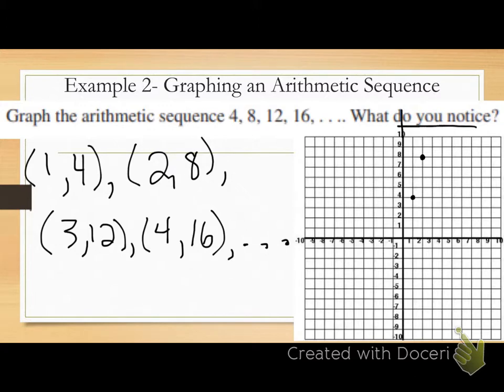I'll do my best to get 12. 3, comma 12, right there. And 4, comma 16 would be about there-ish. Does everyone see that?